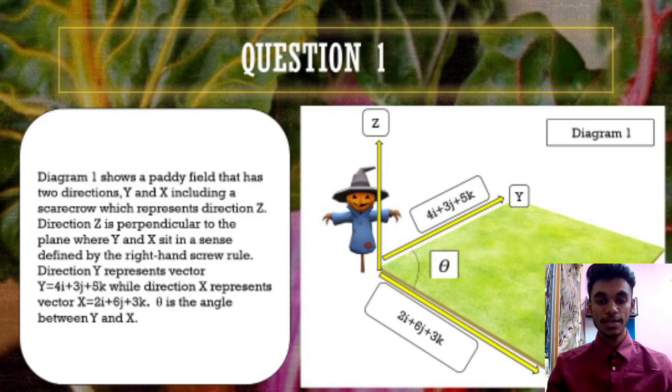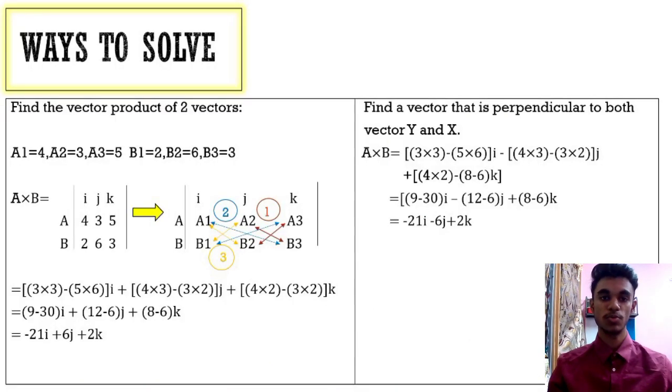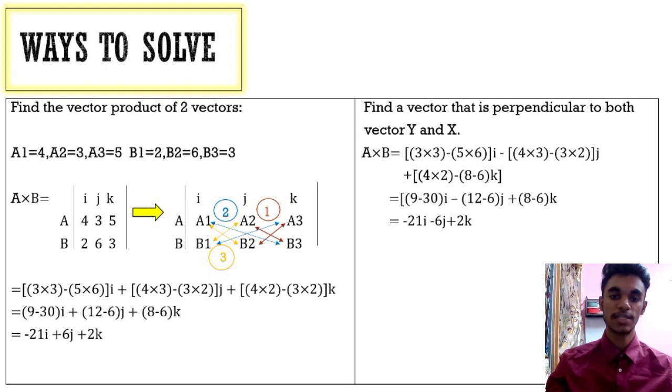Then we can start with our first sub question, question 1, which is to find the vector product of two vectors, y and x. Before you do this, first you must assemble the vectors into two groups with symbols. For example, vector y, I assemble with the symbol A. A1, A2, A3 represent the values of i, j, k that belong to vector y. Same goes to vector x. B1, B2, B3 represent the values of i, j, k that belong to vector x.